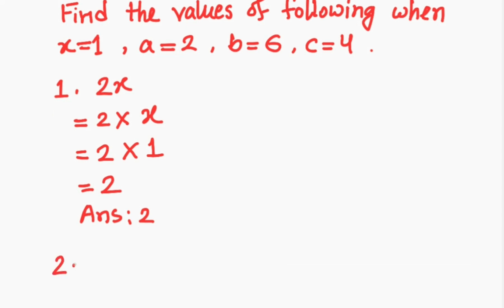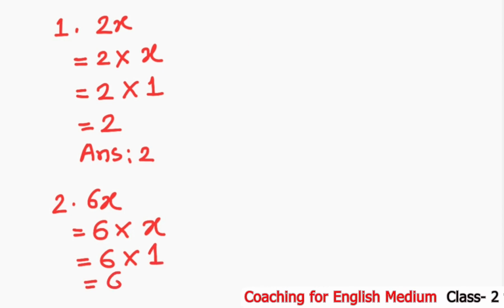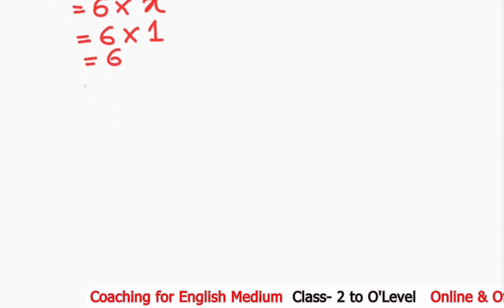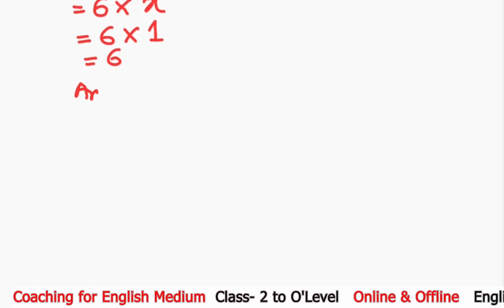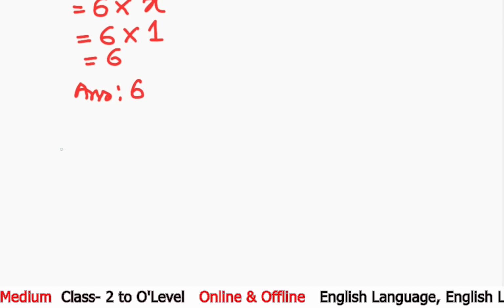Now two number. 6x. We know the x's value is 1, so that's why 6 into x. So we will now put the x's value, 6 into 1, and the answer we will get is 6. So 2 number question's answer is 6. We will write this way, answer 6.